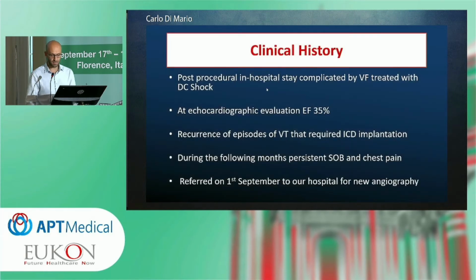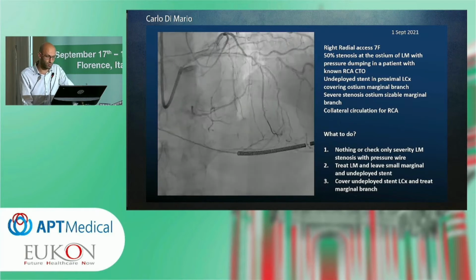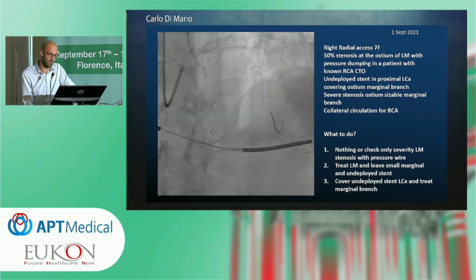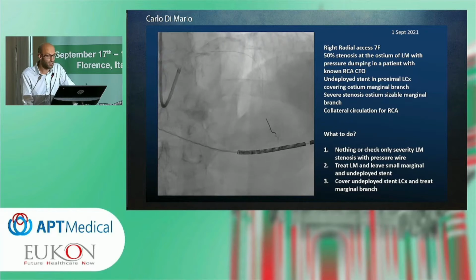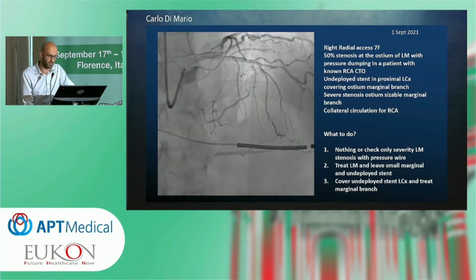During the hospital stay, the patient also experienced a ventricular fibrillation, which was promptly interrupted with cardioversion, and he was stabilized and discharged with an ejection fraction of 35. He was referred to our institution 3 months later, more or less. This was the situation on the left coronary artery system.